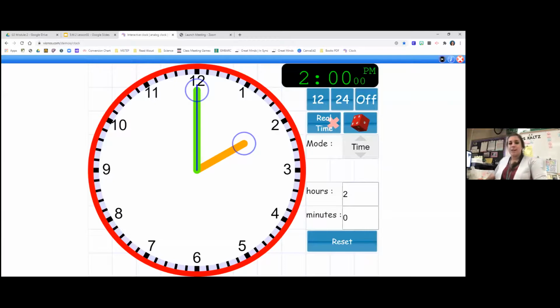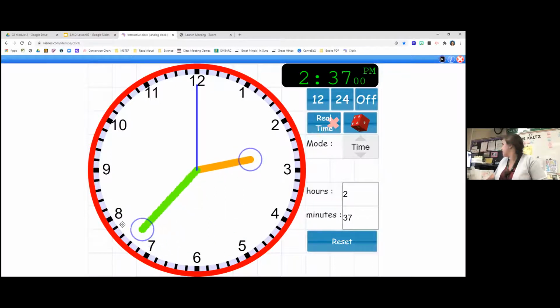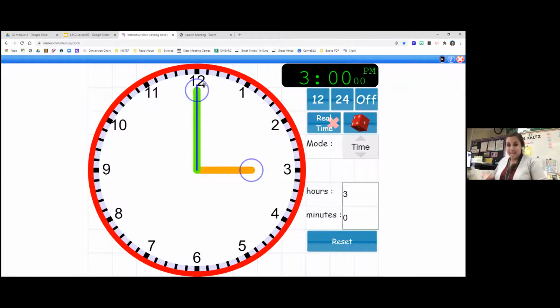All right, let's take a look at the clock again. And remember, when we move around the clock with our hour hand, we count by fives when we hit these big numbers that we can see. So let's count by fives as I move the minute hand around from 2 o'clock to 3 o'clock. 5, 10, 15, 20, 25, 30, 35, 40, 45, 50, 55, 60, or we're going to say 1 hour.